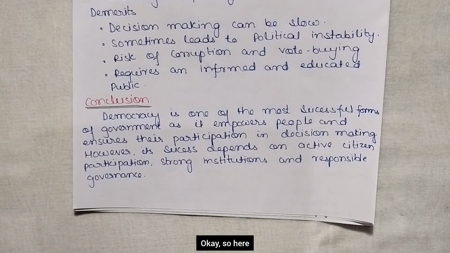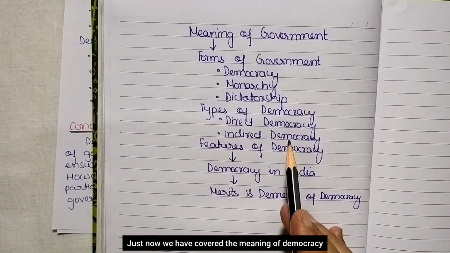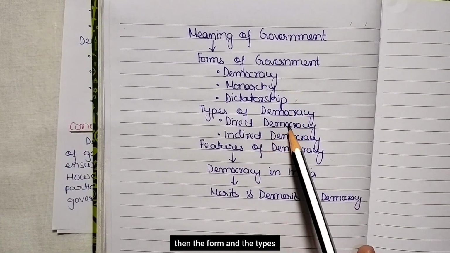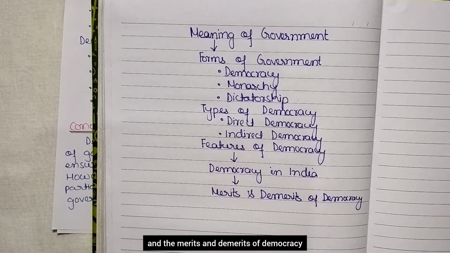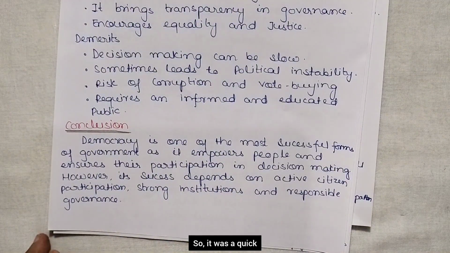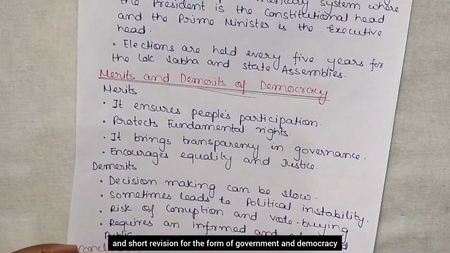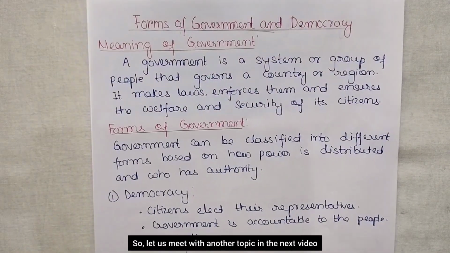Okay, so here we have covered the meaning of democracy, then the forms and the types, features, democracy in India, and the merits and demerits of democracy. I hope this topic is clear to you. So it was a quick and short revision for the form of government and democracy. So let us meet with another topic in the next video.